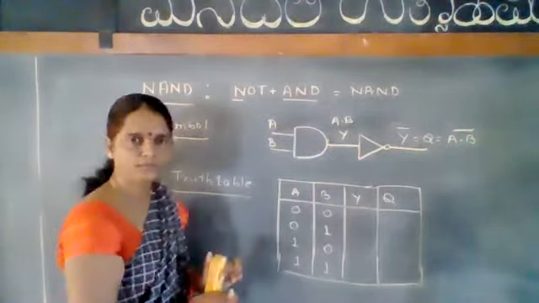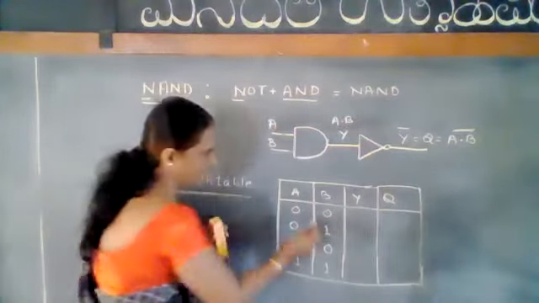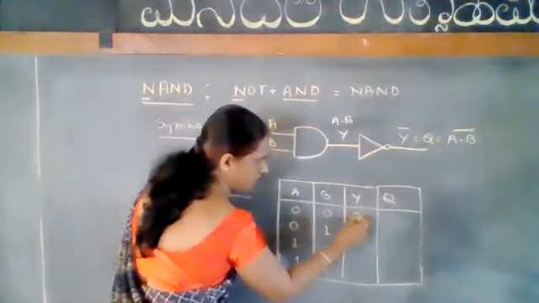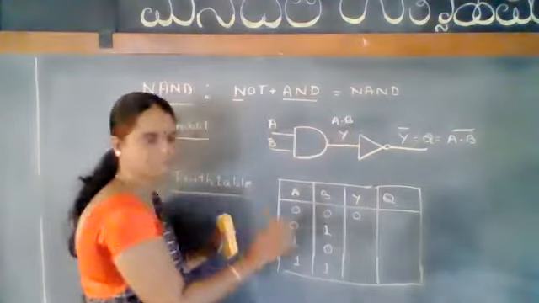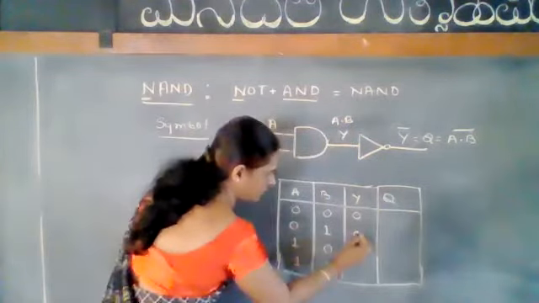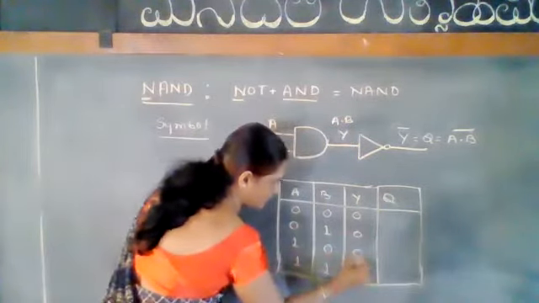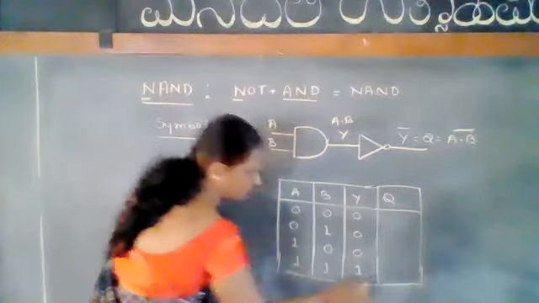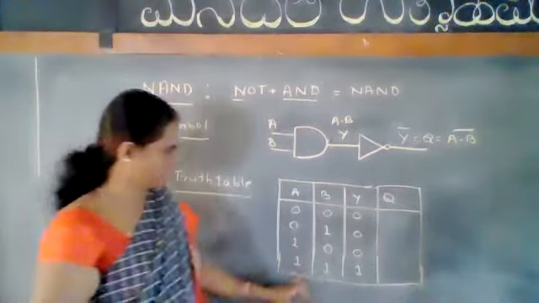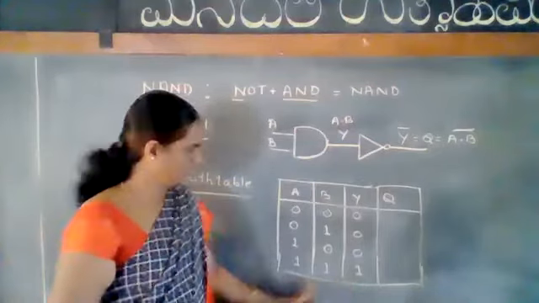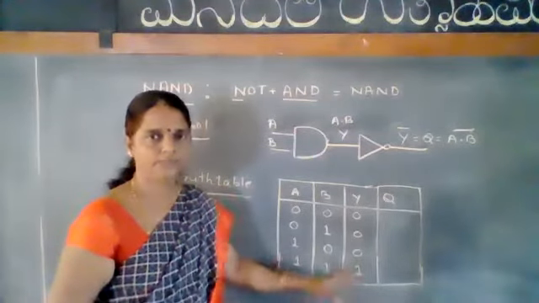Now, we know the truth table for AND gate. When it is 0, 0, it is 0 only because it is just like multiplication. 0, 1 is 0, 1, 0 is 0, 1, 1 is 1. So, the output of AND gate goes high only when all the inputs are high. This we know.